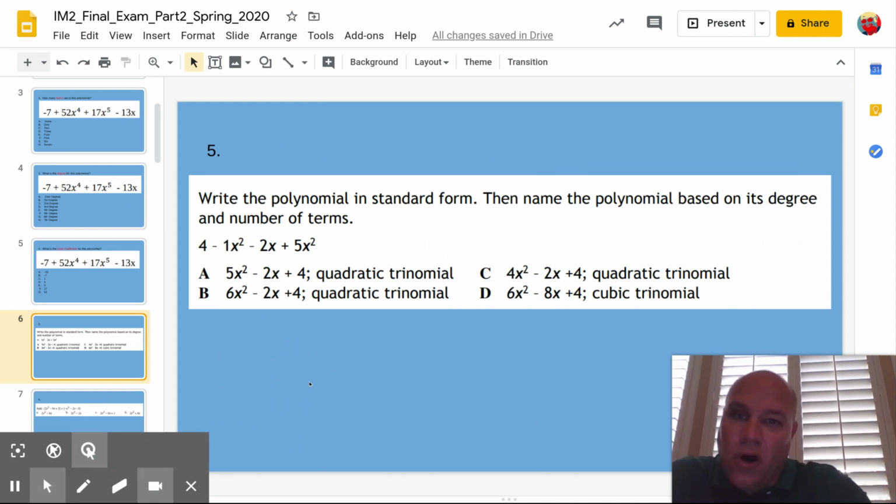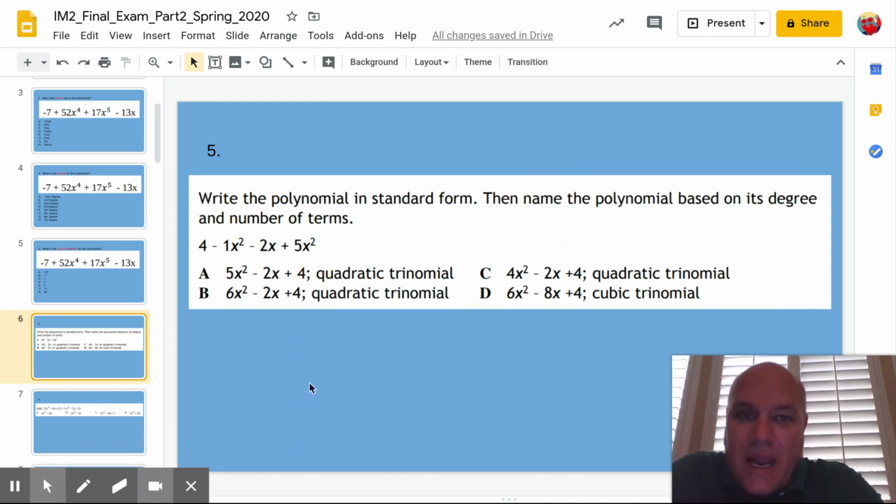Question 5. Write the polynomial in standard form, then name the polynomial based on its degree and the number of terms. So let me read the polynomial for you. It's 4 minus 1x squared minus 2x plus 5x squared. I want you to rewrite that in standard form. Don't forget to combine like terms. And then quadratic versus a cubic. I think we went over that only lightly, so I'm going to give you a little hint here. If the highest degree is 2, it's quadratic. If the highest degree is 3, it's going to be a cubic.